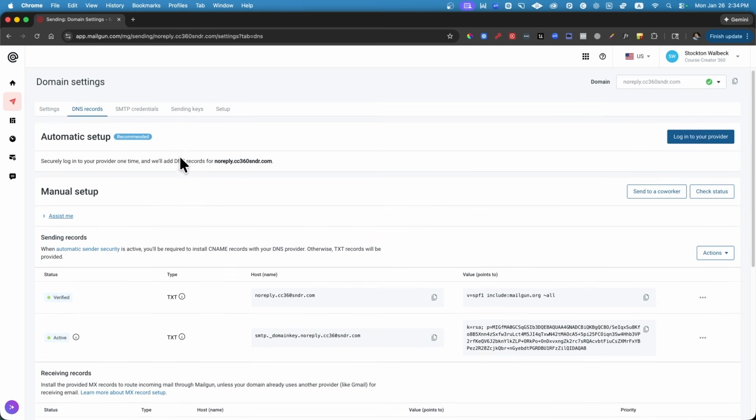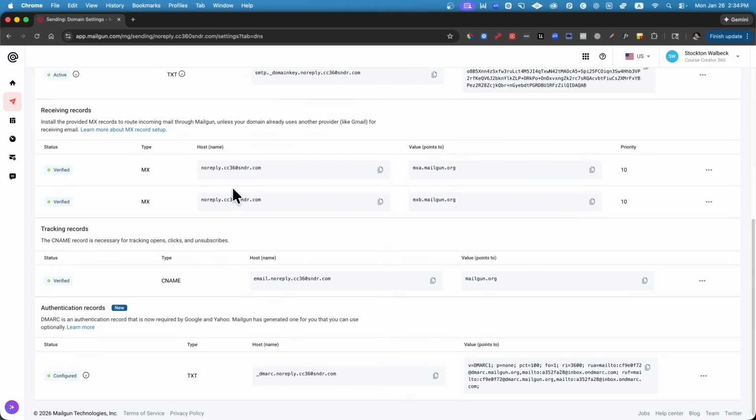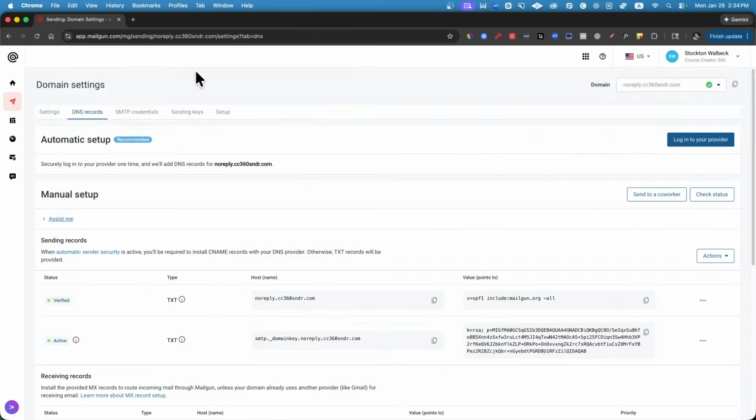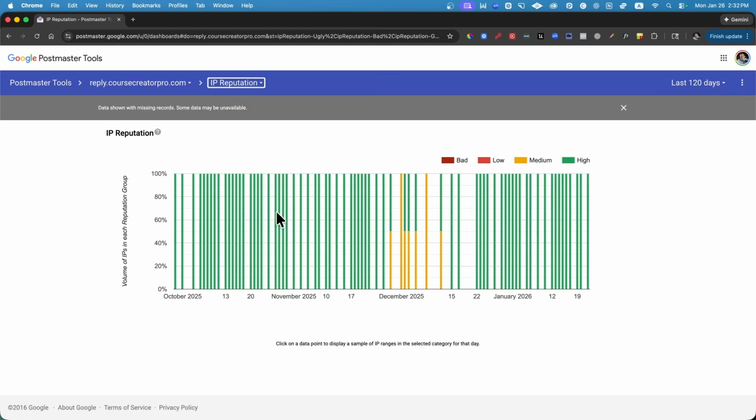GHL is also not going to help you set up the DNS properly. There's a whole bunch of DNS backend junk you've got to do to make sure your emails have the highest chance of landing in the primary inbox. Avoiding spam folders 100% of the time isn't possible. Every single business is going to fluctuate. There's a lot of reasons and things that go into email deliverability.